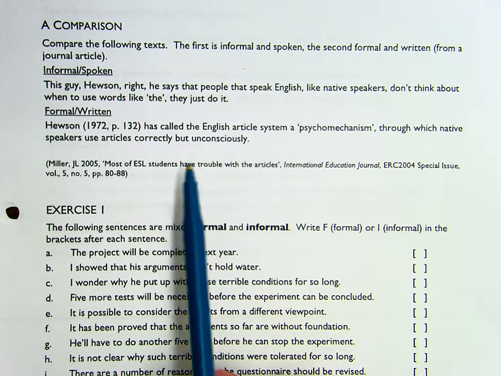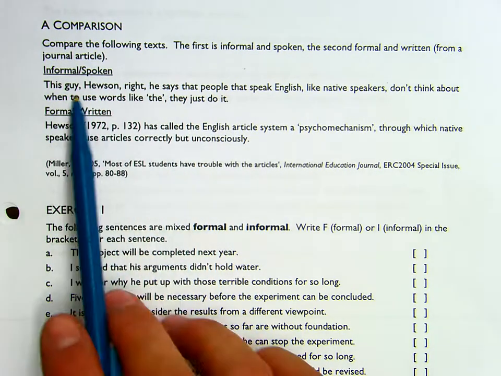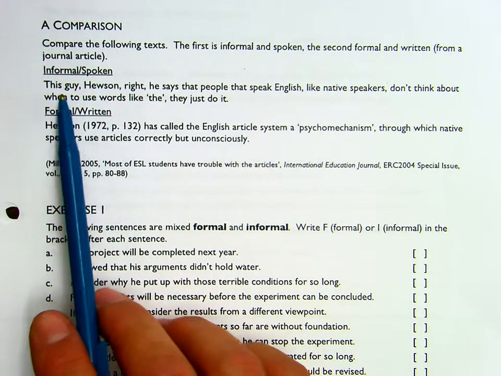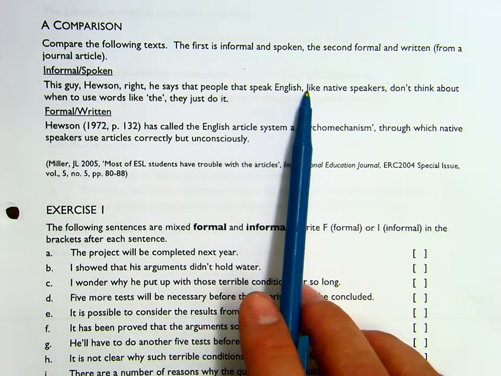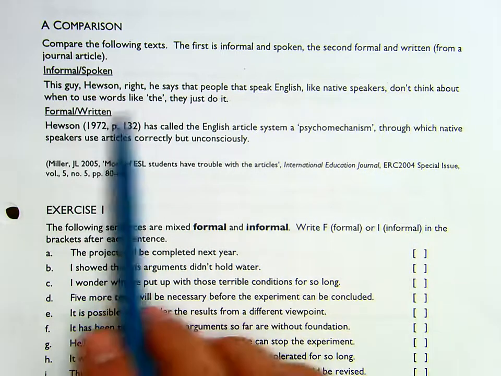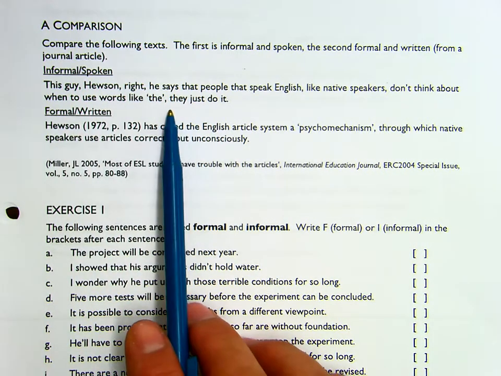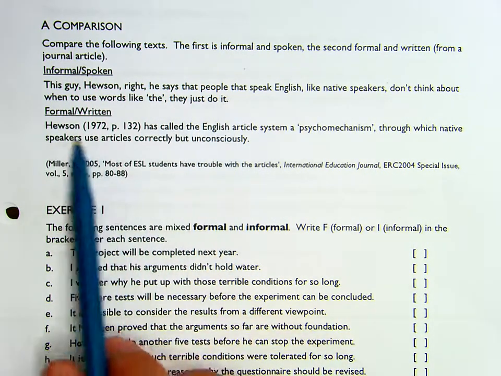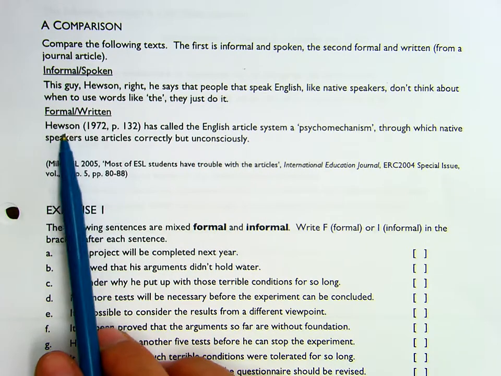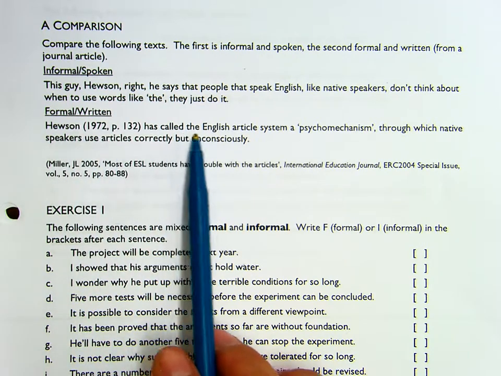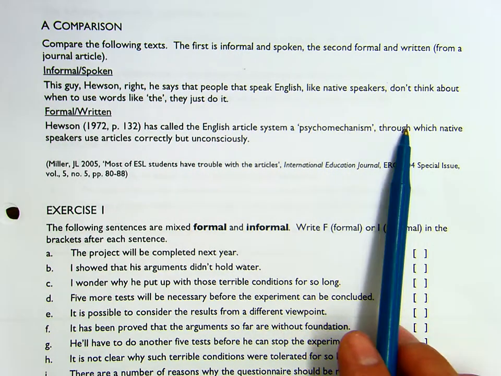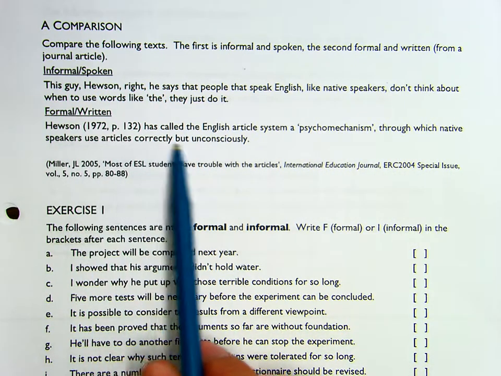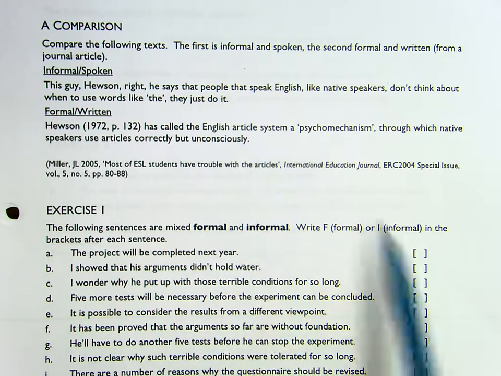Here's a comparison. You're going to compare these two. Look at the difference. This guy Houston, right, he says that people that speak English like native speakers don't think about when to use words like "the," they just do it. If you wrote that formally, it would say, "Houston has called the English article system a photo mechanism through which native speakers use articles correctly but unconsciously."